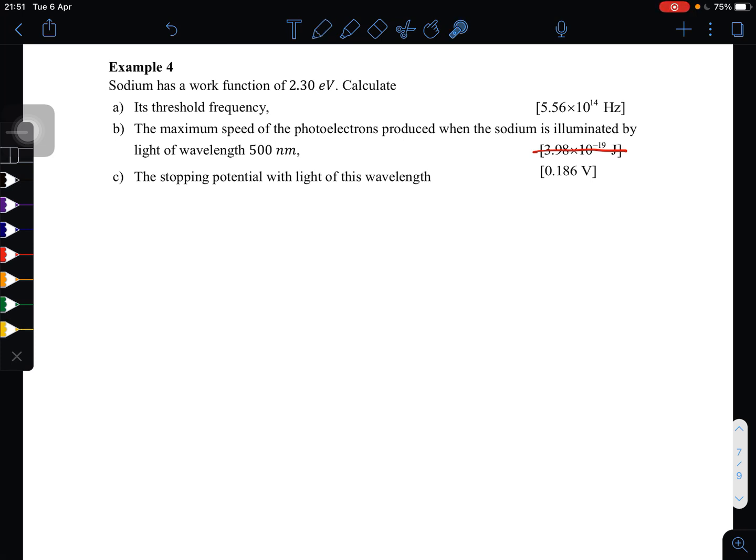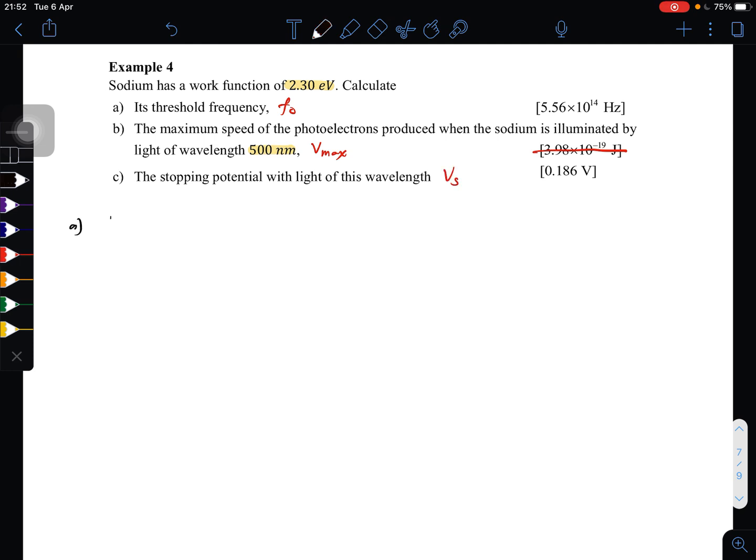Now let's look at example 4. Sodium has work function of 2.30 electron volt. Calculate its threshold frequency, which is F0. Second, calculate the maximum speed, Vmax, when the sodium is illuminated by light of wavelength 500 nanometer. And then lastly, calculate the stopping potential, which is Vs.